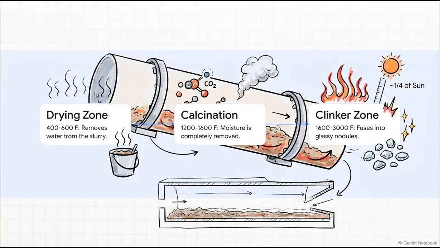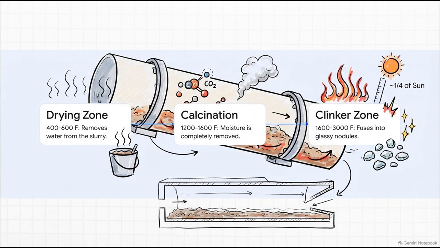Let's zoom in on that rotary kiln for a second, because it's basically a gigantic rotating oven with 3 distinct temperature zones. First up, the slurry hits the drying zone, around 400 to 600 degrees Fahrenheit, to bake out that initial water. Then it moves to the calcination zone, jumping to 1600 degrees. Finally, it hits the clinker zone at a mind-blowing 3000 degrees Fahrenheit. Just to put that in perspective, that's about a quarter of the temperature of the sun's surface.